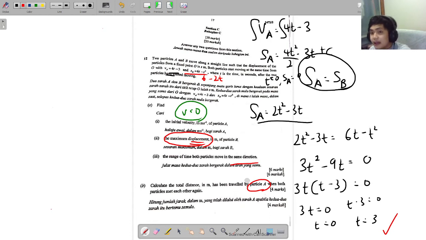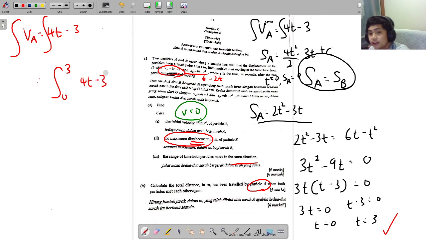Because I have the velocity equation for VA, I can integrate the equation once again, but this time with limits from 0 to 3, because I want to know how much distance he traveled between here and here. Since I integrate velocity to get displacement, putting the limits in gives me the total distance traveled within that period of time.